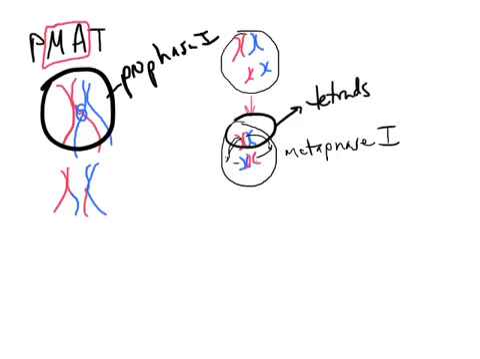It's random. And that's why you end up with a random assortment of your mom's genes and your dad's genes in your offspring. Recombination, the crossing over that happens during prophase 1, also contributes to the variety, as well as the randomness of the distribution of the chromosomes.